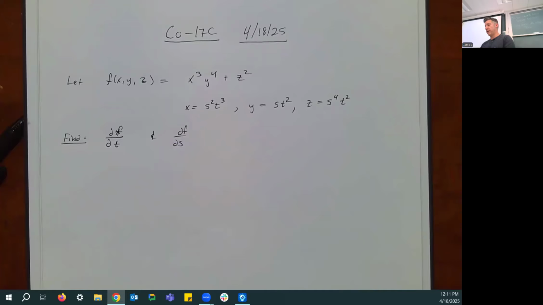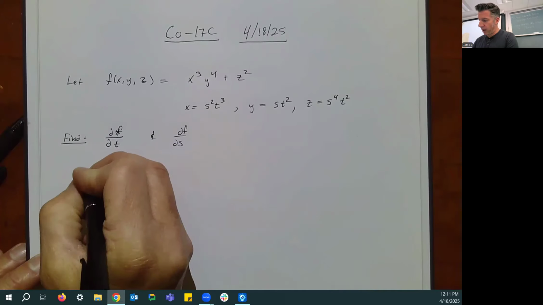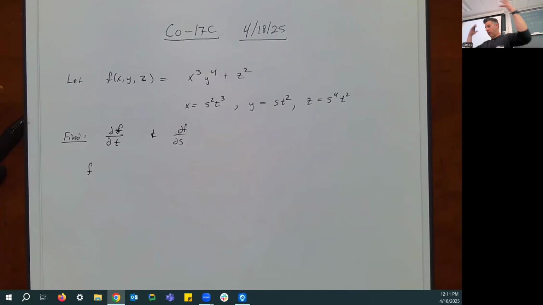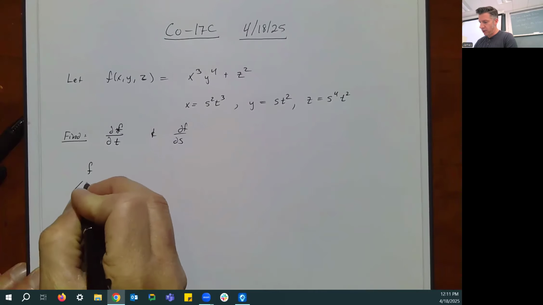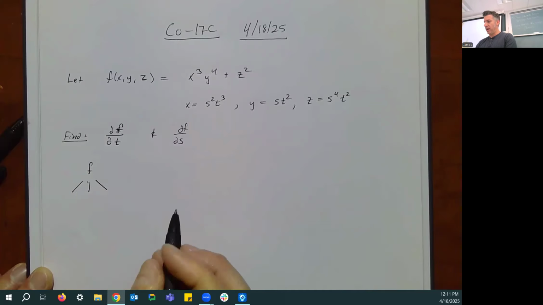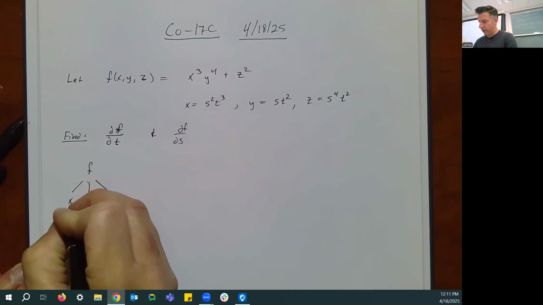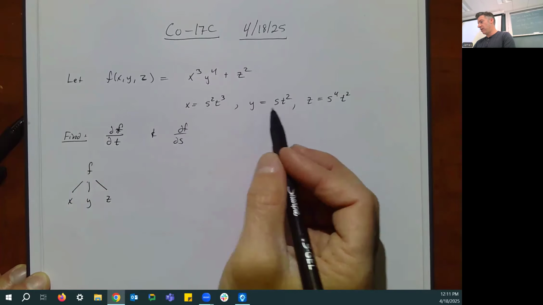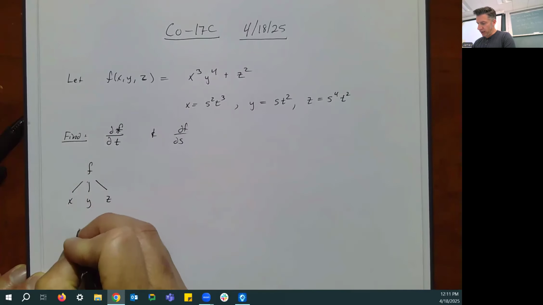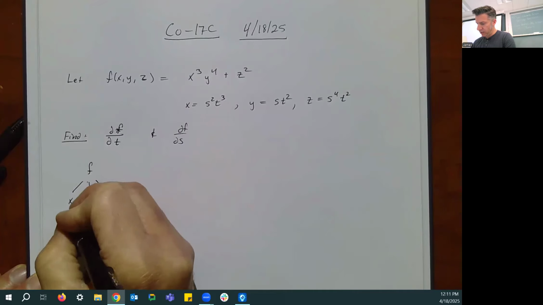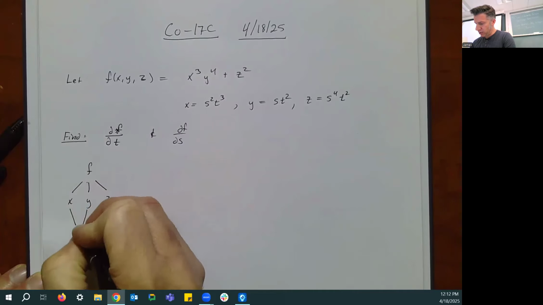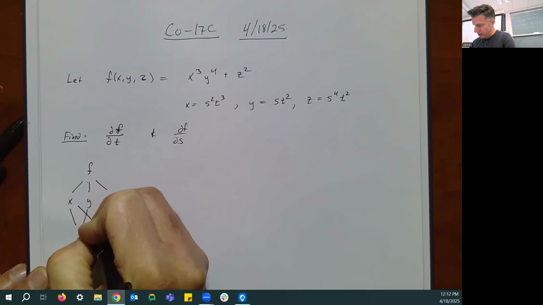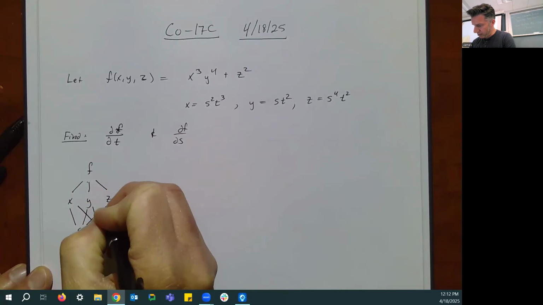And before we can start finding any of these partials, we have to draw our map. So we're going to start at the top with F. That's the function, that's like the output. And then F primarily depends on X, Y, and Z, right? It's written as a function of X, Y, and Z. And then X, Y, and Z each depend on S and T. You have an S and a T down here, and you have those paths, and then it gets a little bit messy here, but it's fine.